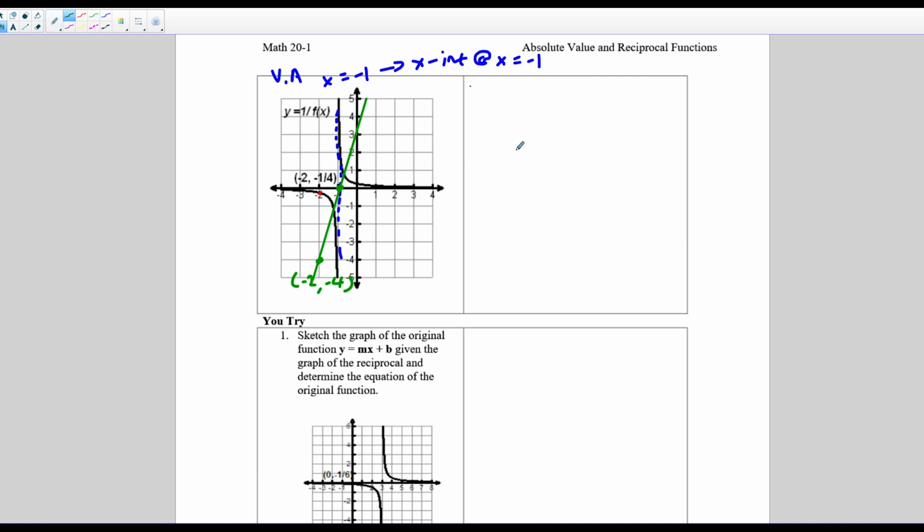So let's go ahead and do that. So once again, our x-intercept of the original should be at -1, 0. Let's go ahead and use our slope formula. We know that m is equal to y2 minus y1 over x2 minus x1. So this means that we would have 0 minus -4 divided by -1 minus -2. This gives me a +4 over +1, which is just 4.